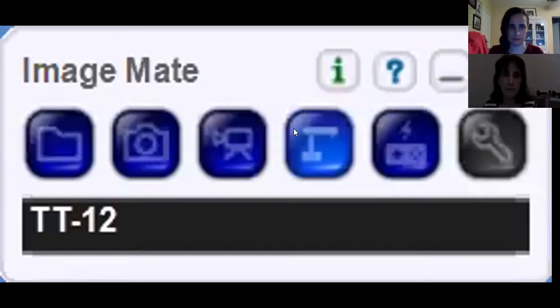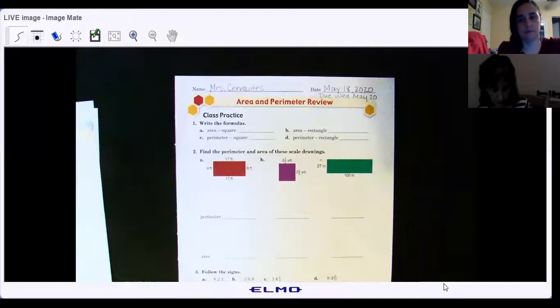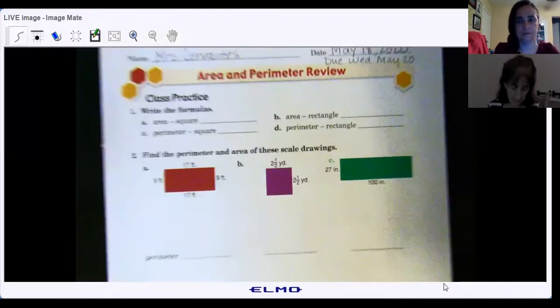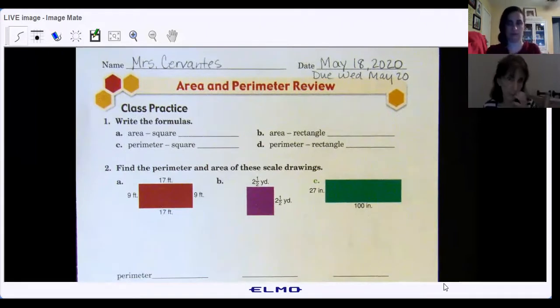Okay. Good morning, guys. Our last paper in fourth grade, on your way to fifth grade. And let's see, we're going to go over area and perimeter. All right, the first one is class practice. After you put your name, and this is due on Wednesday, the 20th. And you have a test tomorrow. Test is due tomorrow on Tuesday before 12, okay?